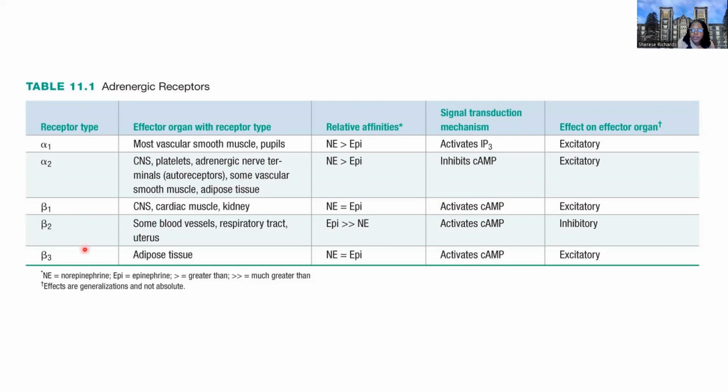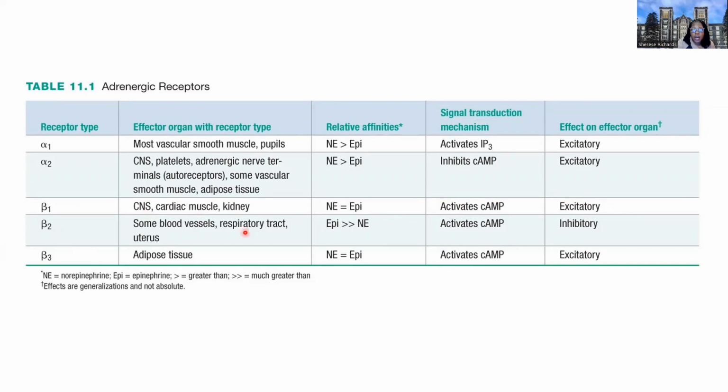If we look at the beta receptors, they are found in different areas as well. Beta 1 is on the central nervous system, cardiac muscle, and the kidneys. Beta 1, we said, has an equal affinity, so it doesn't have a preference. It will activate its second messenger, and that becomes excitatory on the tissues, in other words, increasing cardiac muscle contraction, etc.